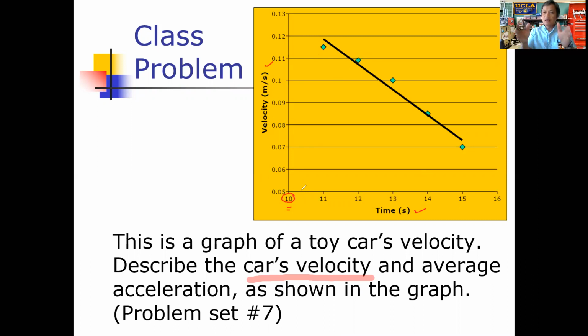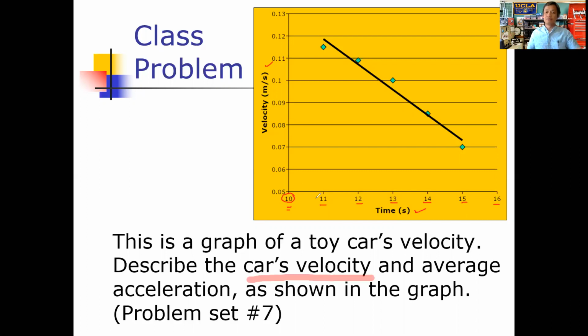This graph here only gives you the time interval between 10 and 16 seconds, which means we could have recorded this toy car's velocity before 10 seconds. It's just not given to you in this graph. So you've got to make sure you read the units and the information on the graph carefully, because you've noticed here we are not given 0 seconds.